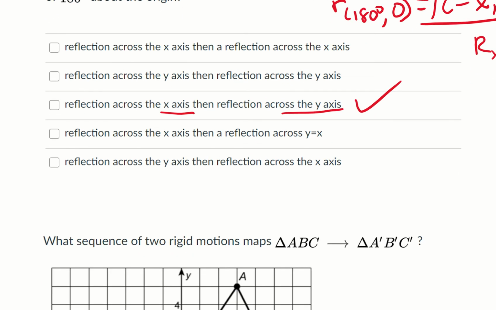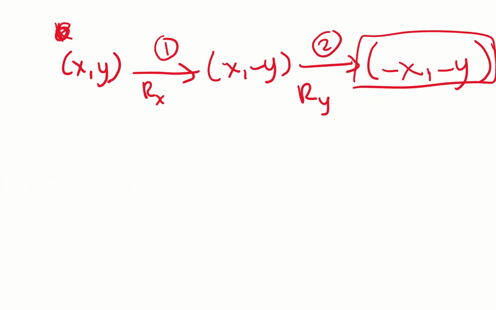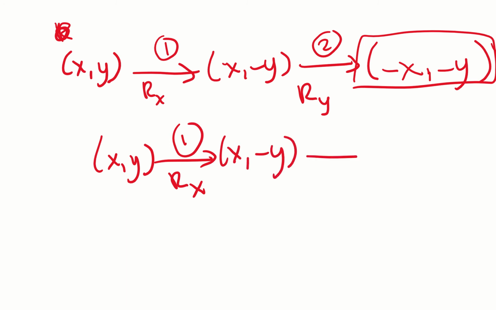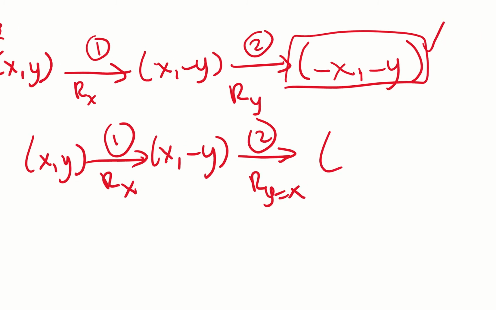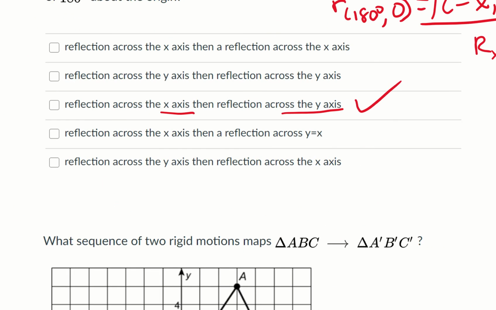Let's do another one. Reflection across the x and then reflection across y equals x. So reflection across x first. Well, that'll just give us x negative y. Then we reflect that across y equals x. Remember that the rule for y equals x is that you switch x and y, right? So you switch these. So you get negative y, x. Okay, so this is not the transformation that we want. We want it to be negative x, negative y. So no, this is not what we want. So definitely not that one.